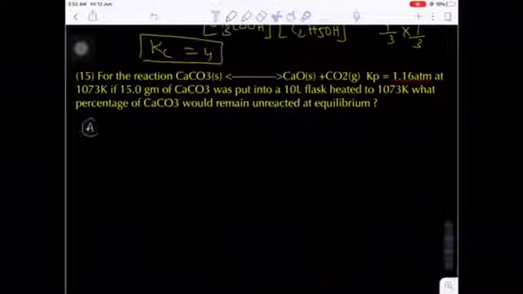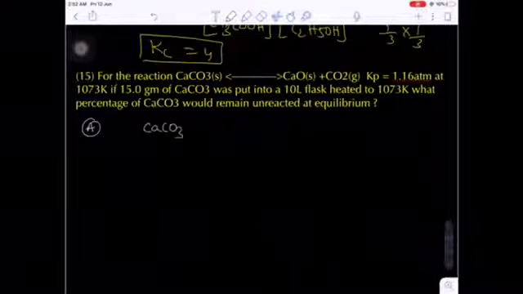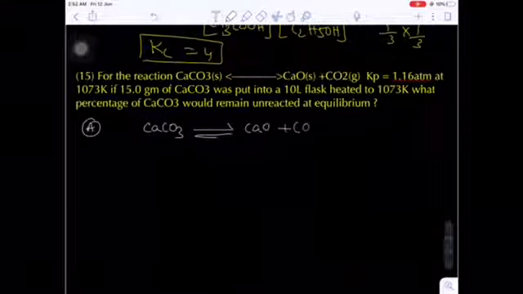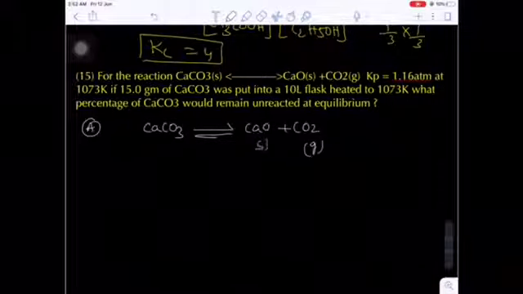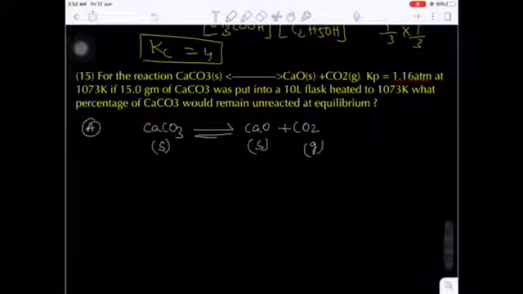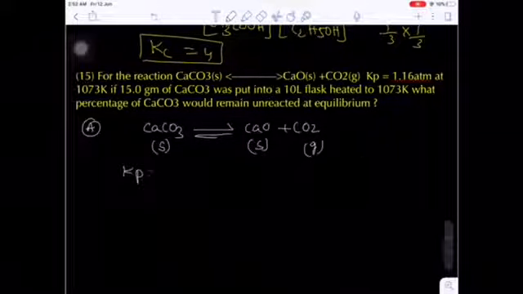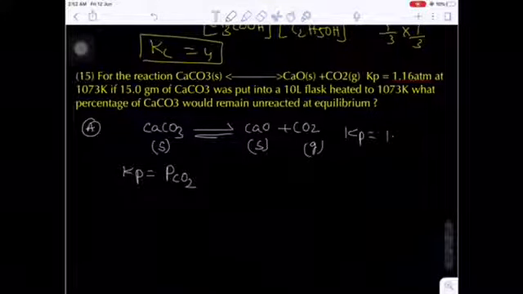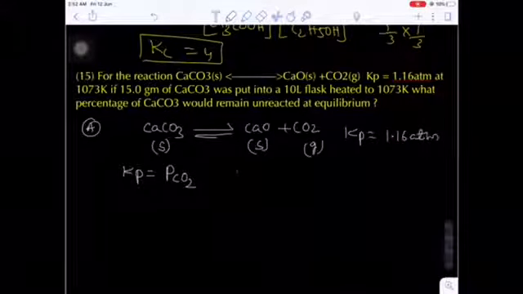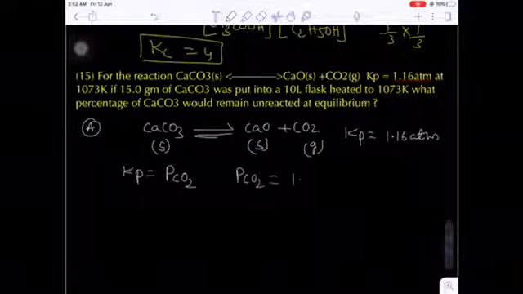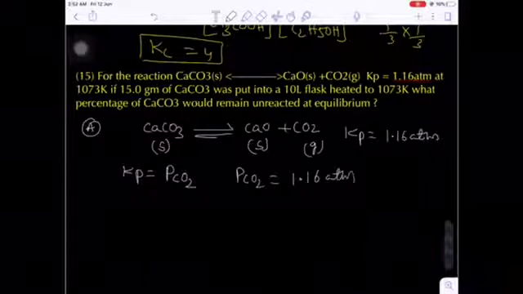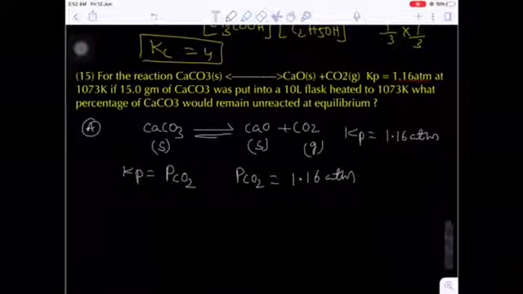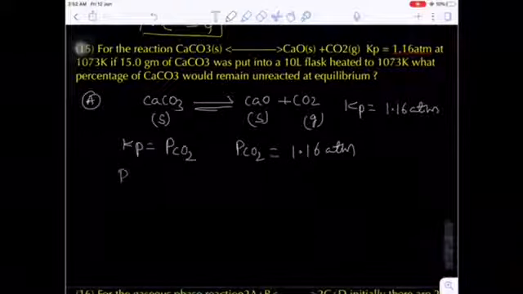In this question, limestone decomposes. What is the limestone decomposition expression? CaCO3 equilibrium CaO plus CO2. Okay. Now except CO2, the remaining two substances are solids. We know how to write the Kp expression. Kp is equal to partial pressure of CO2. What is the Kp value given in the question? 1.16 atm. That means the partial pressure of CO2 is 1.16 atm.